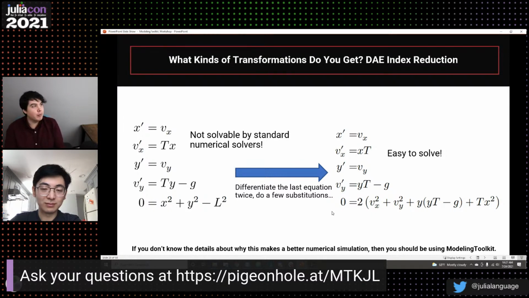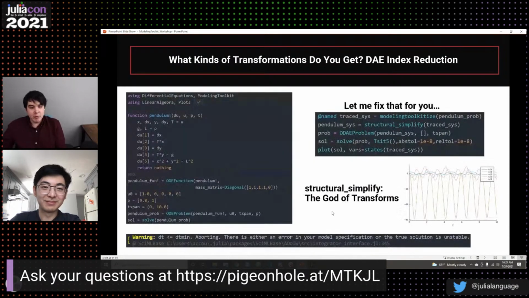And if you have no idea why that trick would work, then that means you are the perfect person to be using ModelingToolkit, because it'll do it for you, right? And so what does that look like? Well, remember that ModelingToolkit models can come from code, right?